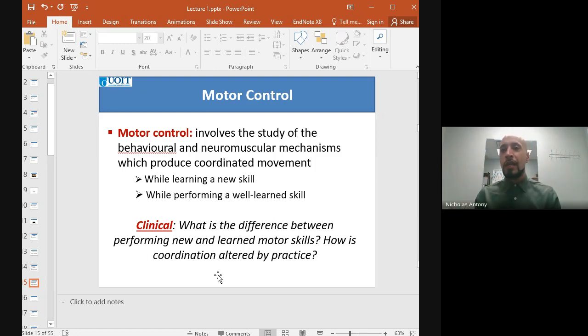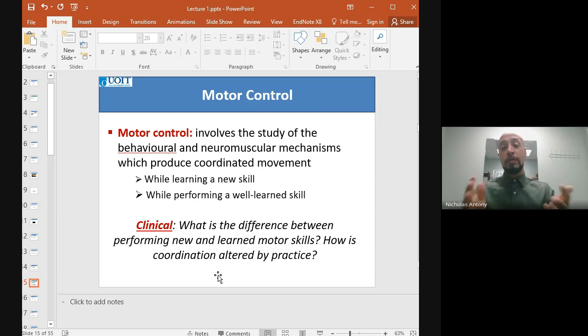So does that mean that the motor control has changed? Or are the neurons different, or are they better able to understand the environment? What's the difference in someone that is learning to do something versus someone that is good at doing a particular motor skill? What's the difference in the control of the body that allows them to do that? Does that make sense? That's the question that you're asking in motor control research.